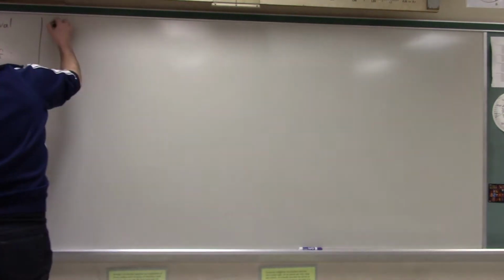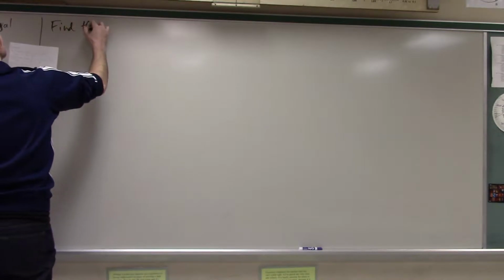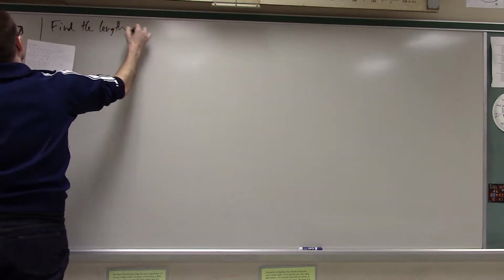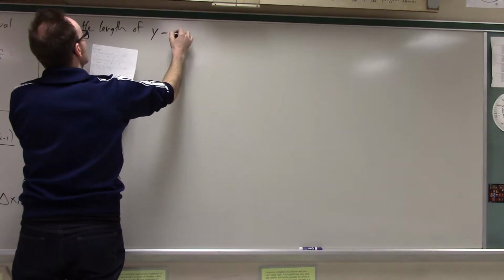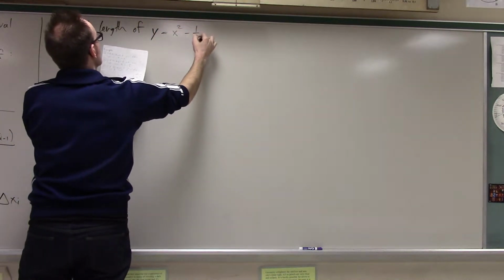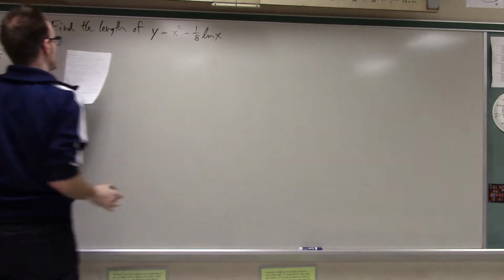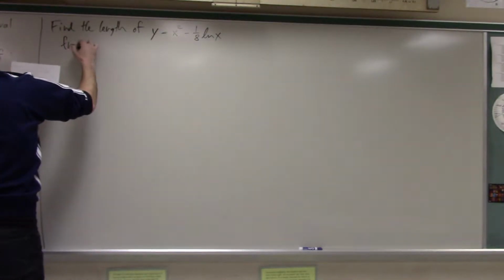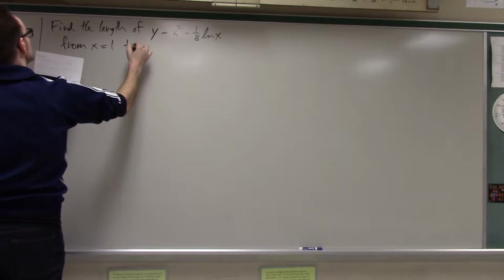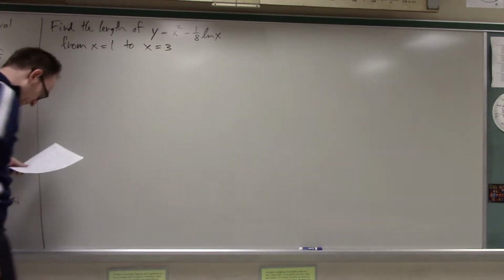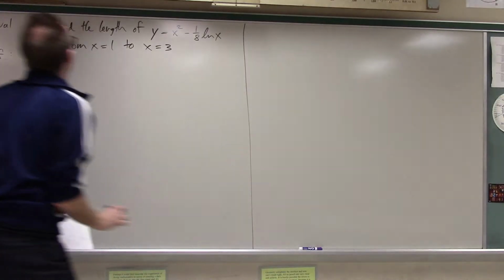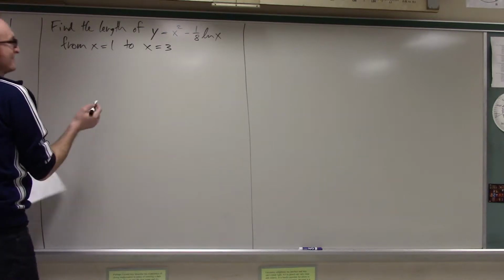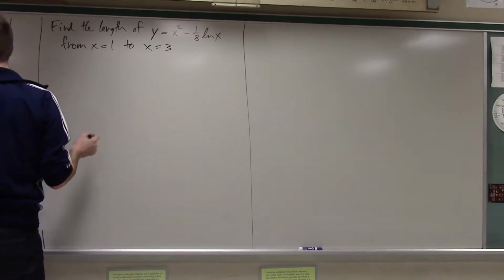Okay, let's go. Problem number 1. Find the length of the curve y equals x squared minus 1/8 ln x from x equals 1 to x equals 3. Okay. Sure. Let's do it. I haven't done one of these in forever. So here we go.